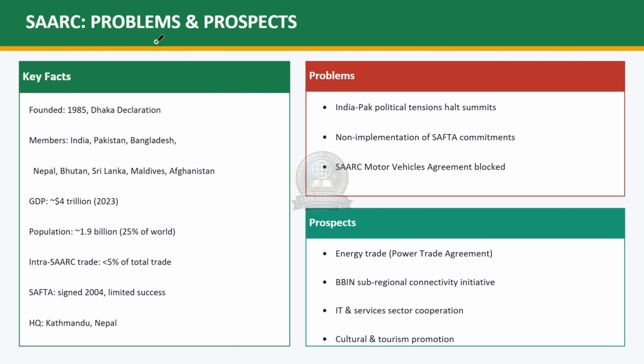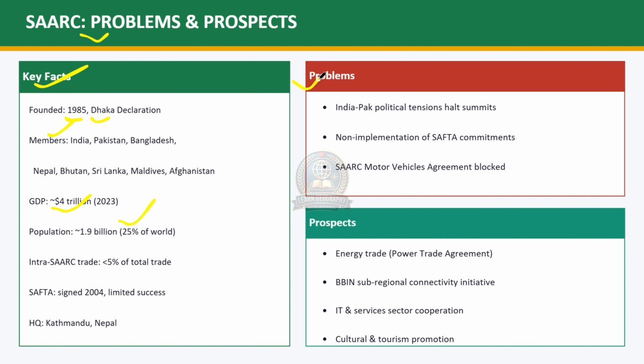Okay, SAARC, problems and prospects. Key facts: SAARC was founded in 1985 with the Dhaka Declaration. Members: India, Pakistan, Bangladesh, Nepal, Bhutan, Sri Lanka, Maldives, and Afghanistan. GDP about $4 trillion as of 2023. Population 1.2 billion, 25% of the world. Intra-SAARC trade is less than 5% of total trade. SAFTA signed in 2004, limited success, and headquarters Kathmandu, Nepal.